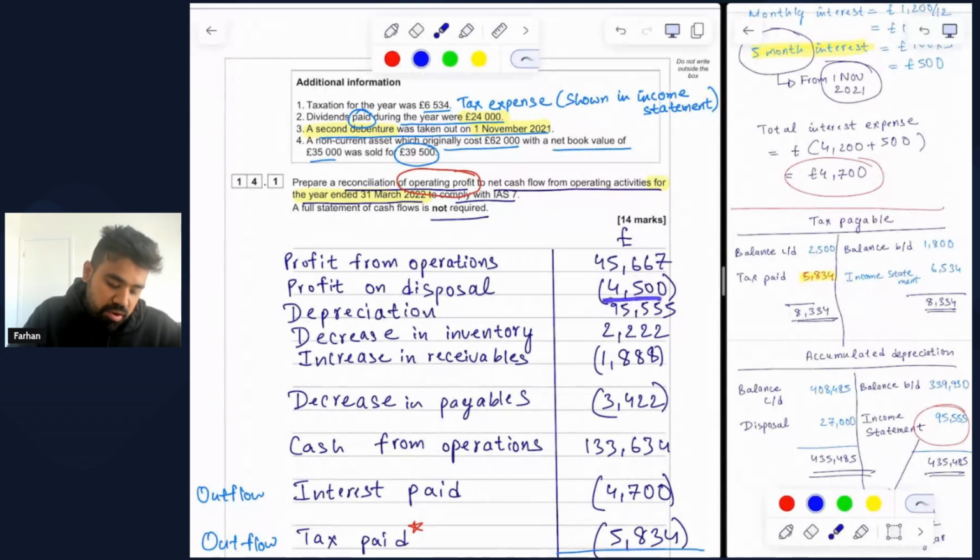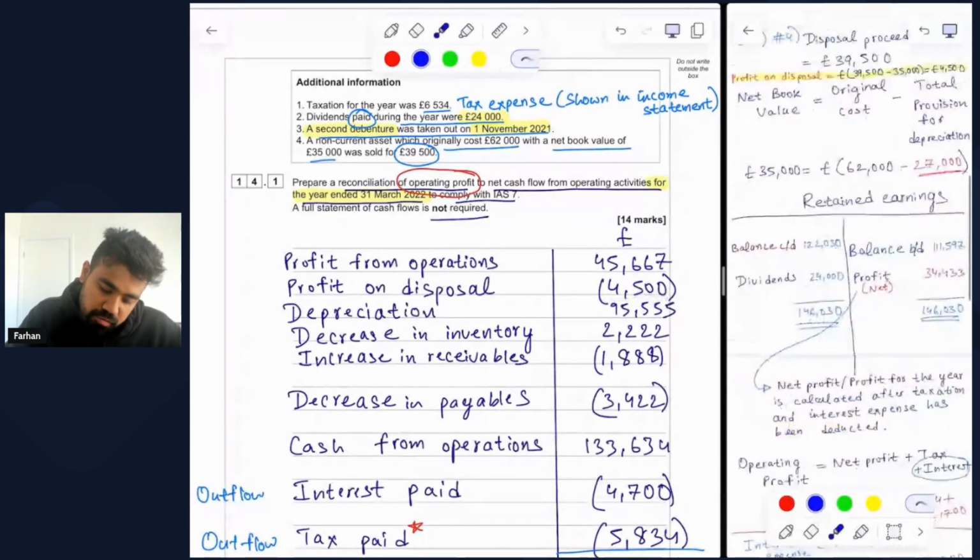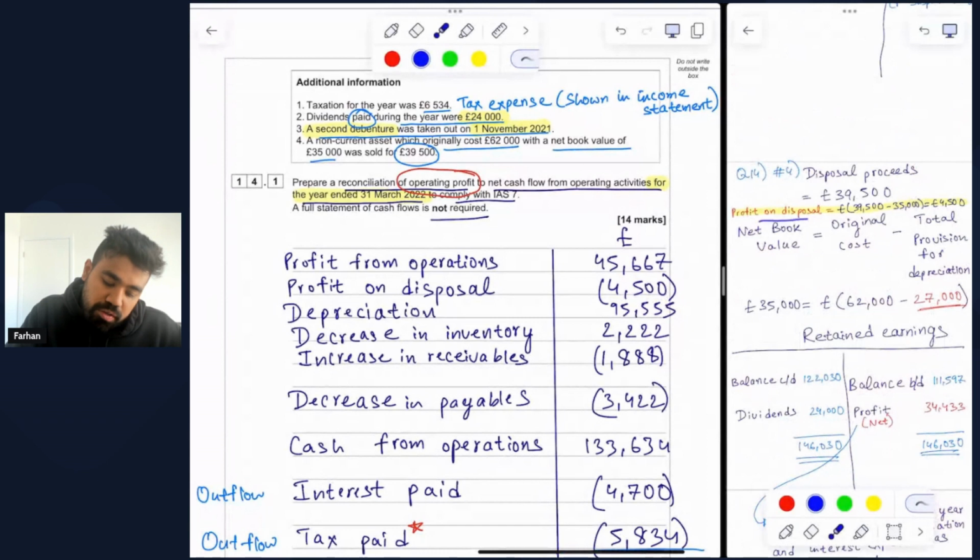So £4,500 is the profit on disposal, which we derived at the very beginning. On the right-hand side of the screen, you will see that we found 4,500 by taking the disposal proceeds of 39,500 and subtracting the net book value of 35,000. So profit on disposal is a non-cash income which we have to subtract because this is income that is not based on cash. Then we have a non-cash expense, which is depreciation, and you'll see we are adding back this amount, 95,555. So where did we get this amount from?